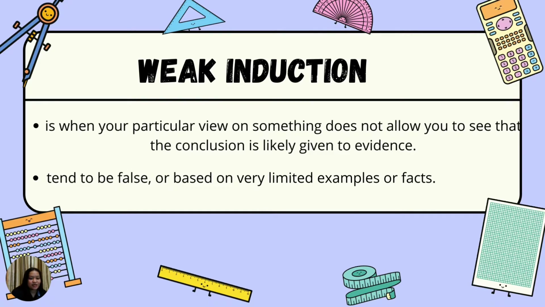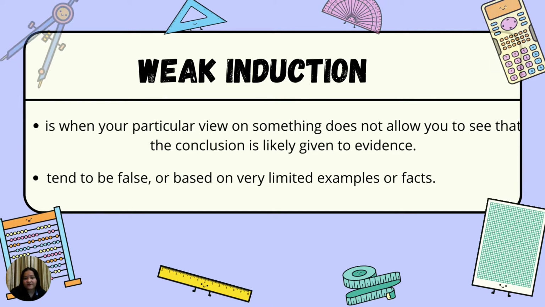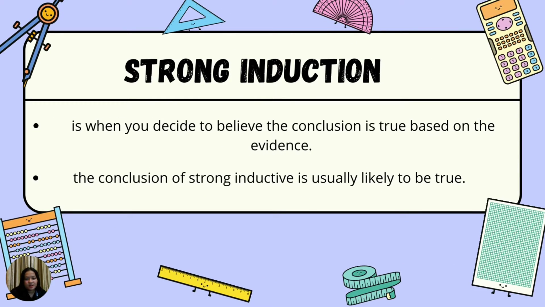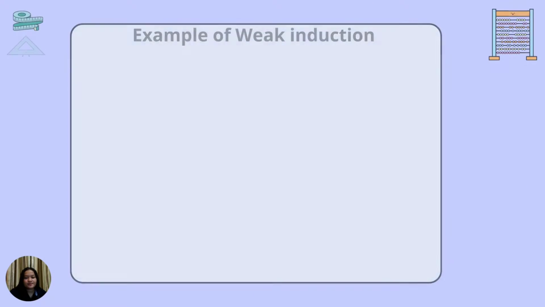We have here weak induction. Weak induction is when your particular view on something does not allow you to see that the conclusion is likely given the evidence, and also it tends to be false or based on very limited examples of facts. While strong induction is when you decide to believe the conclusion is true based on the evidence, and the conclusion of a strong induction is usually likely to be true.